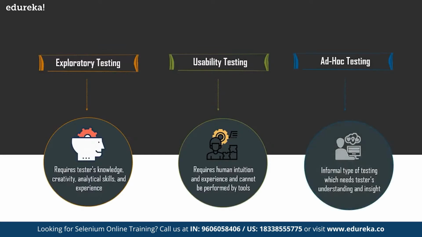Next, you have ad hoc testing. As the name suggests, this type of testing does not follow any fixed method or approach. That's why it's called an informal type of testing. In ad hoc testing, testers randomly test the application without following any documents or test design techniques. So the understanding and insight of a tester is a very important factor. Naturally, manual testing is preferable here as well. These are three main scenarios where manual testing is preferred over test automation. What are those? Exploratory testing, usability testing, and ad hoc testing.